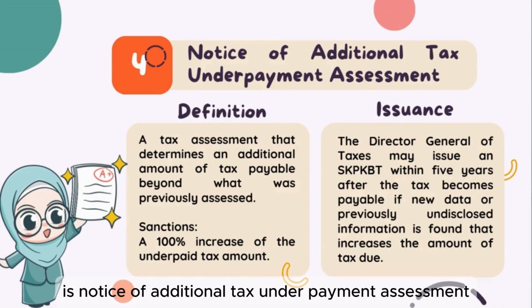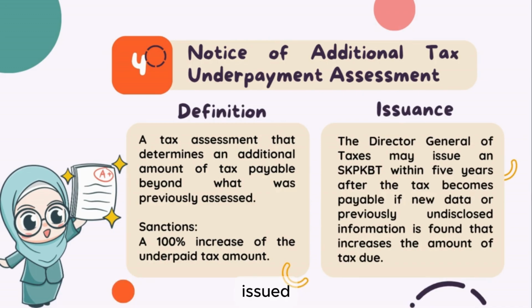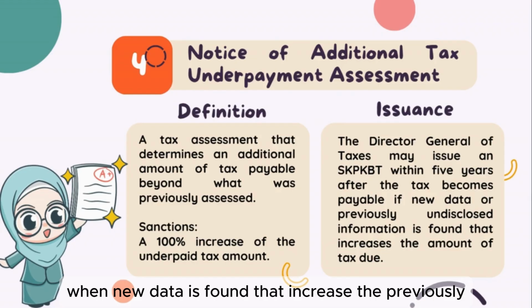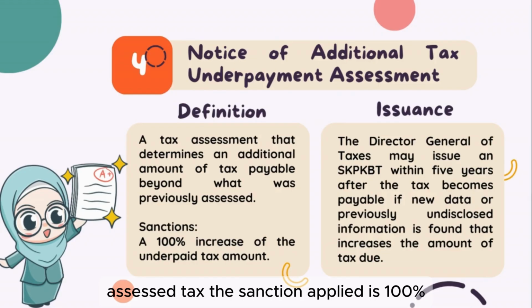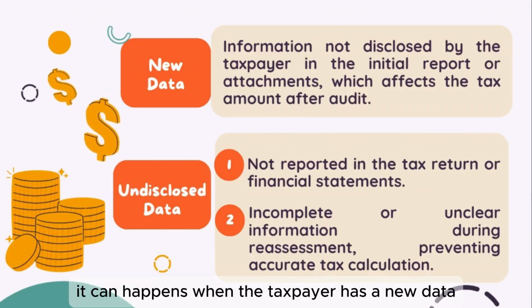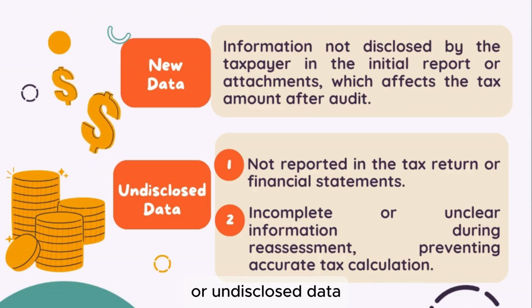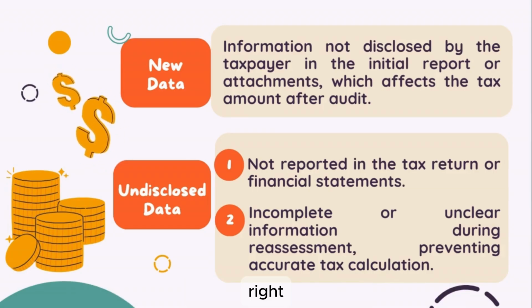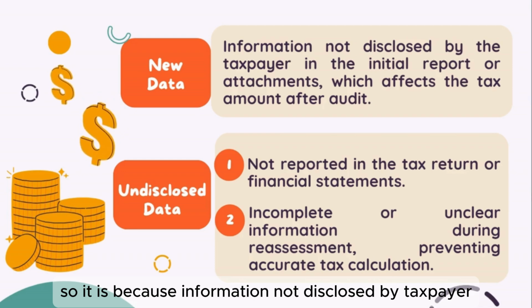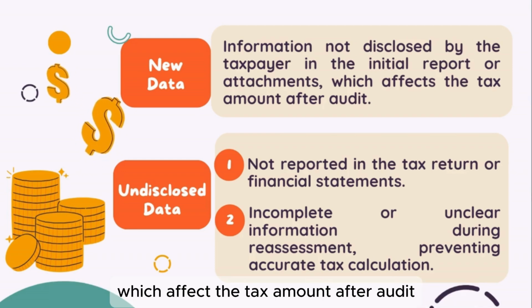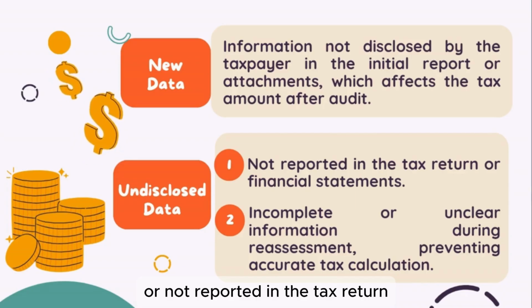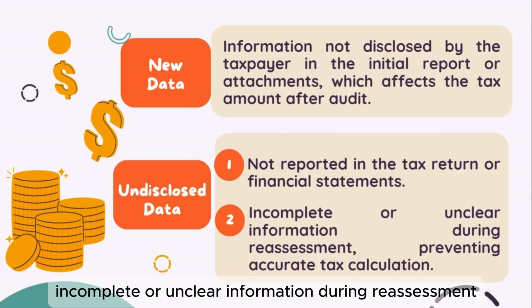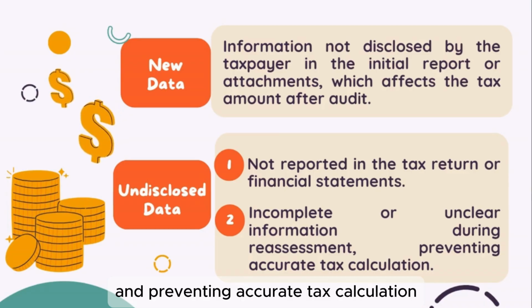The Notice of Additional Tax Underpayment Assessment is issued when new data is found that increases the previously assessed tax. The sanction applied is a 100% increase of the additional tax. So, as I said before, it can happen when the taxpayer has new data or undisclosed data, right? So it is because of information not disclosed by the taxpayer which affects the tax amount after audit, or not reported in the tax return, or incomplete or unclear information during reassessment, preventing accurate tax calculation.